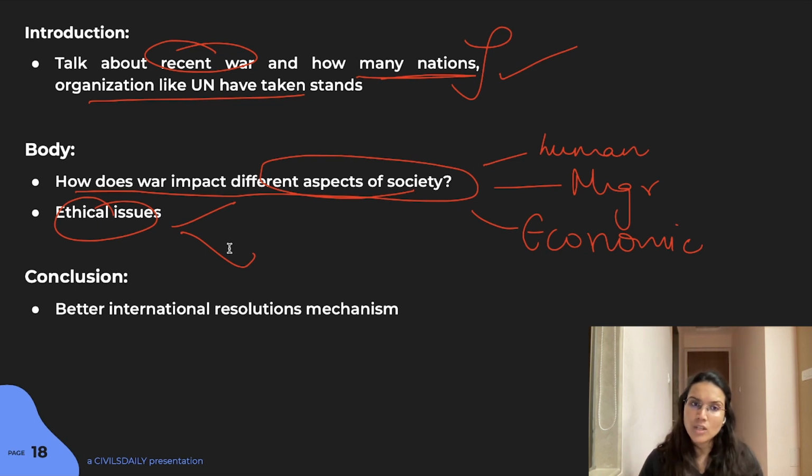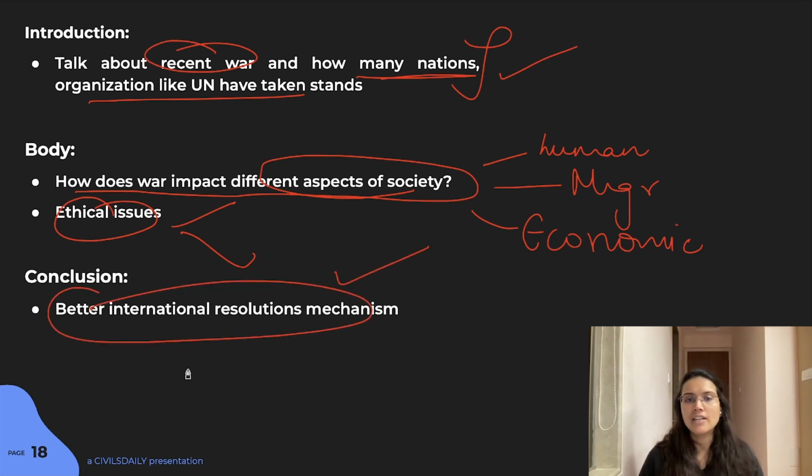So these kind of things you can talk about. And lastly, in the conclusion, talk about how we need better international resolution mechanisms. Maybe, when we can avoid wars with better interactive policies. We can have international sanctions on countries, like, again, that can be supported by the whole world. Like if a strong country is there, then the whole world can actually have sanctions against it. So we need certain kind of those protocols.